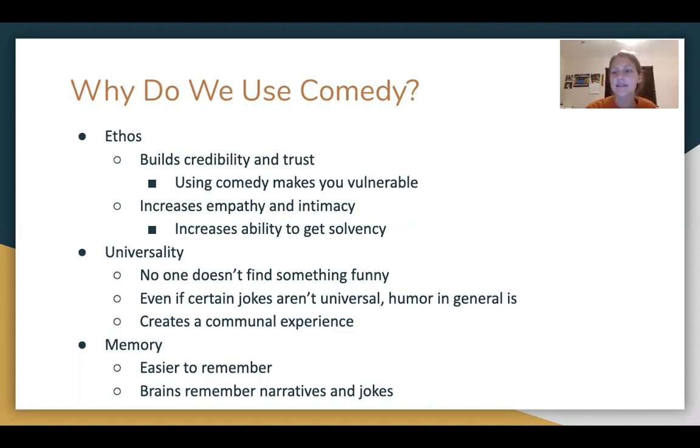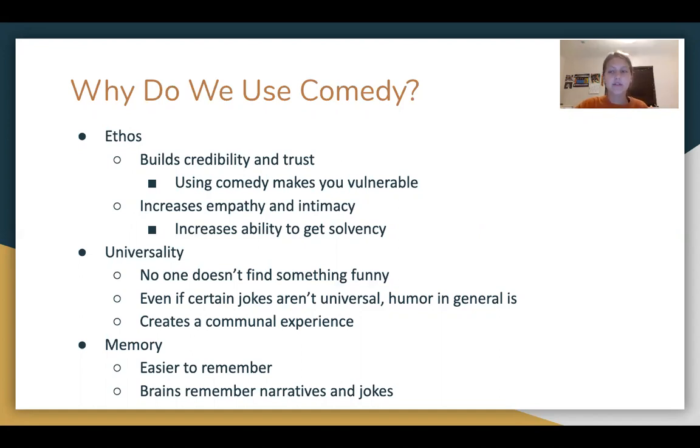Another reason is comedy is universal. Nobody doesn't find something funny. And even though the jokes you might be telling aren't going to hit with everyone, comedy in general is a shared experience. Everyone's listening to the same speech, everyone's hearing the jokes, and it creates a nice communal experience for everyone.